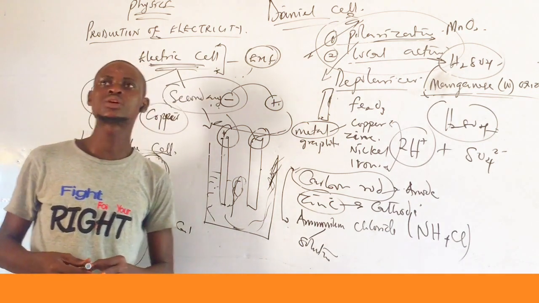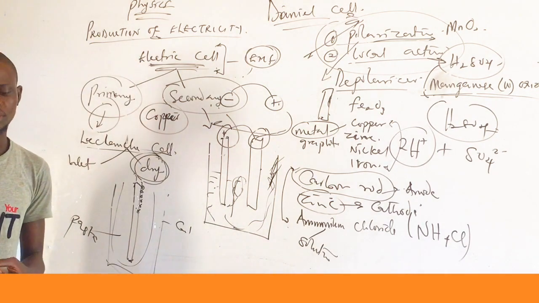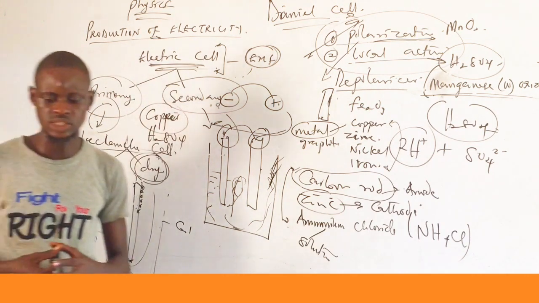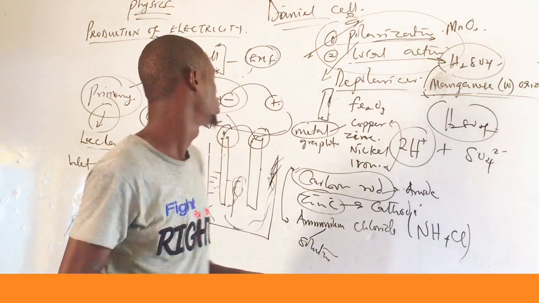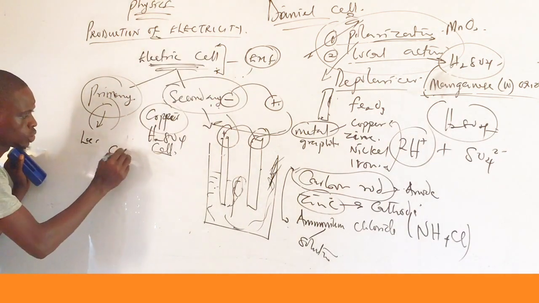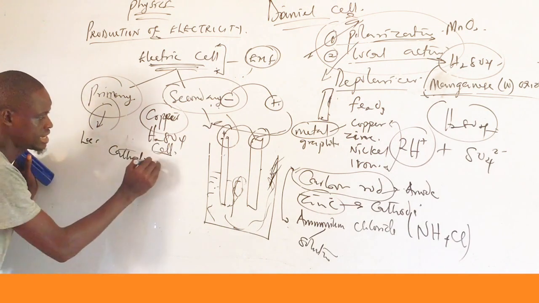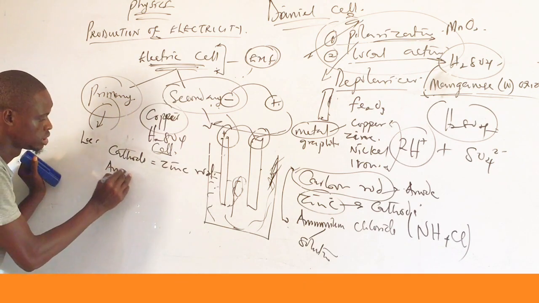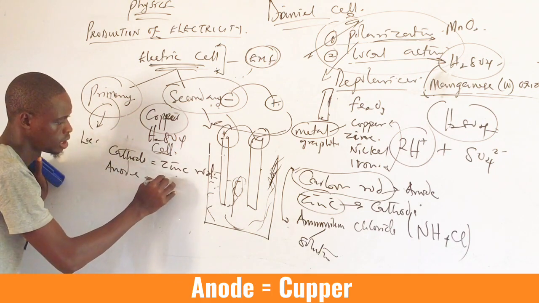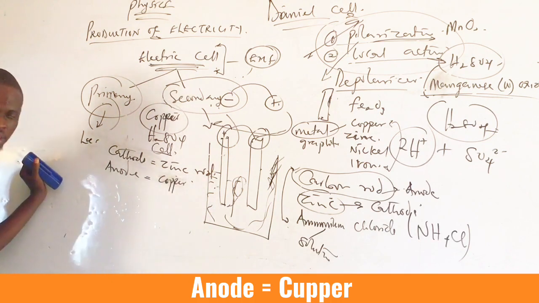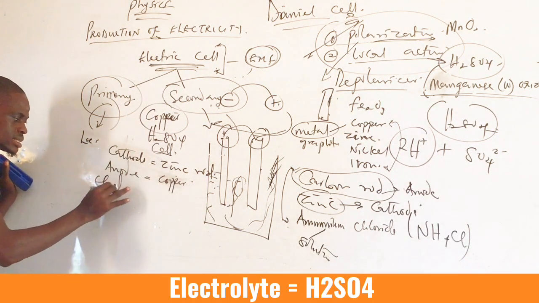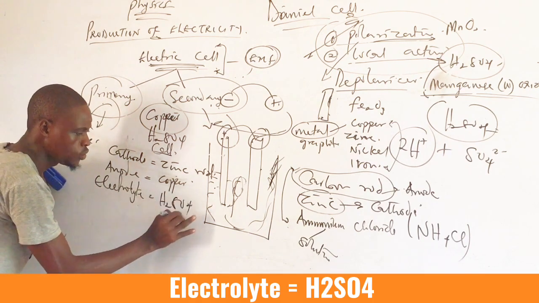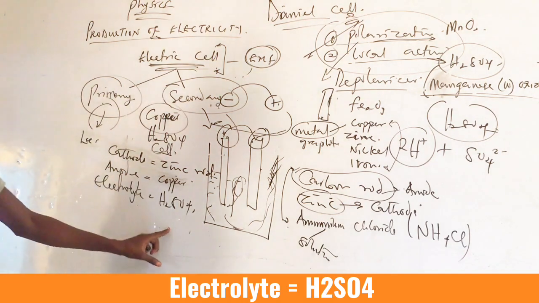Are you getting it? And the electrolyte that is there is of what? H2SO4, that is sulfuric acid. So the sulfuric acid is used as what? Electrolyte. And also, in a Daniel cell, the cathode is made up of a zinc rod, while the anode is made up of a copper rod. Now, the electrolyte is made up of H2SO4, which is acidified water, because of the sulfuric acid.